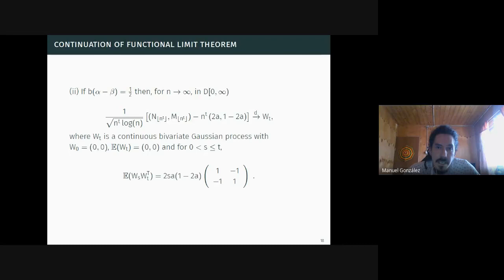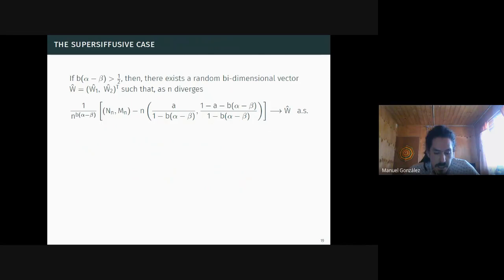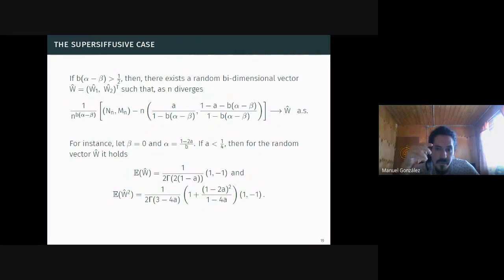In the remaining region, I mean the super diffusive case, it is harder to obtain a similar result, I mean some asymptotic result. In this case, it's possible to prove that there is some random variable, this W hat, to which this random vector converges almost surely. It is possible to obtain the first and second moments for this vector. This random vector is not Gaussian, and it's possible to obtain just the moments, at least the first and second moment, okay?